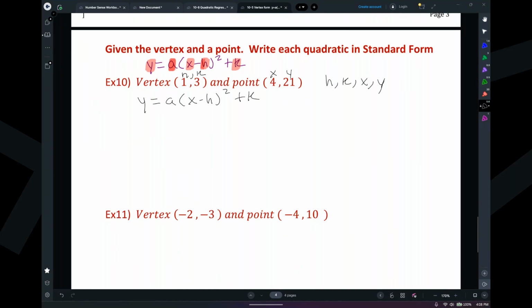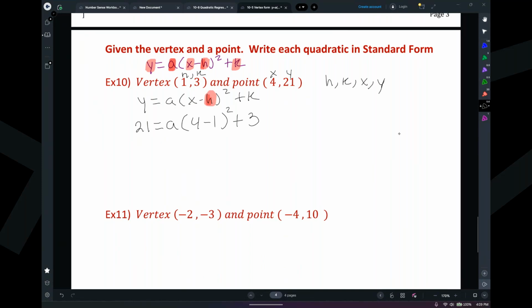So what is y? Y is 21. So we're going to get 21 equals some number a. I don't know it yet. That's the whole point of this. X is 4. 4 minus, what's h? Don't forget to square it. Plus, what's k? Oh, wait, sorry, I put that for k. Let me make sure you didn't make this mistake. This is h, and so I'm putting in h, which is the 1. And then k is the 3. So notice the only variable I have left is the a.